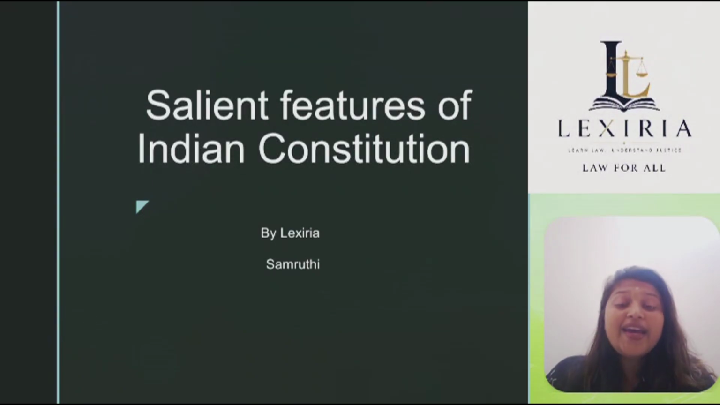Do you guys know the Indian constitution is the most detailed constitution all around the world? Not only detailed but also a powerful constitution all around the world.